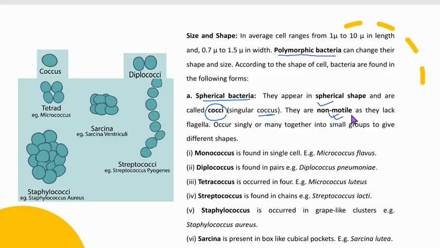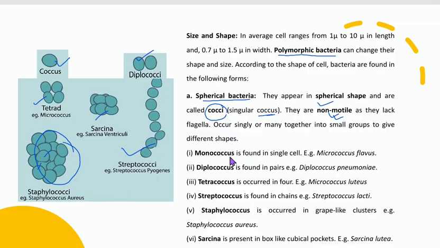The major point to be noted here is that spherical bacteria are non-motile, that is, they lack flagella. They may occur singly, like this, that's called Coccus, or in groups: a small group of two is called Diplococci, or in four, called Tetracoccus, or in chains like Streptococcus, or in cubical packets like Sarcina, and grape-like clusters, which are the Staphylococci.